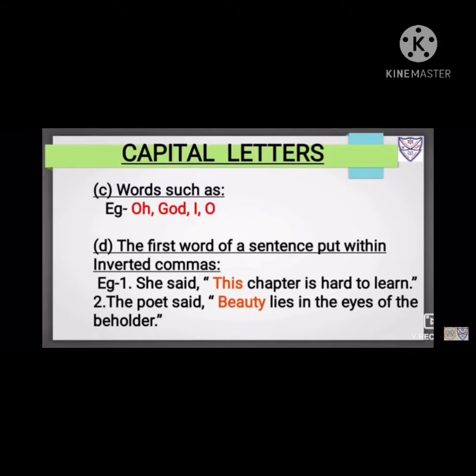Similarly, in sentence number 2, the poet said, beauty lies in the eyes of the beholder. So the poet, the is the beginning of the sentence, so the T has to be capital. Beauty is a word which is given in inverted commas, so it will be considered as the first word of the inverted commas. So beauty, B has to be capital. So in this way, we have seen 4 places where we can use capital letters. I hope children you have followed this.